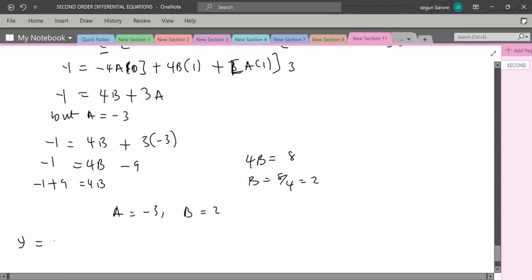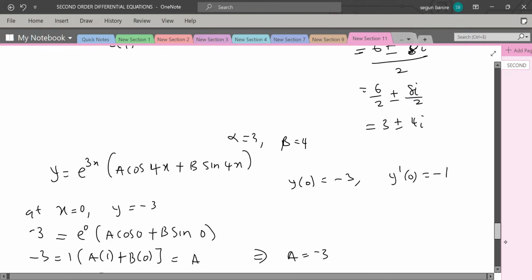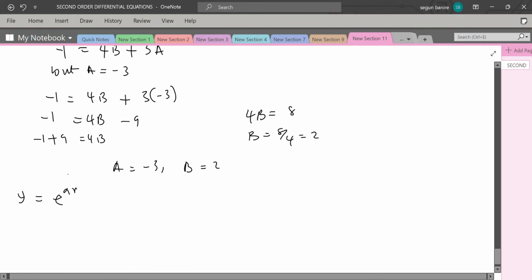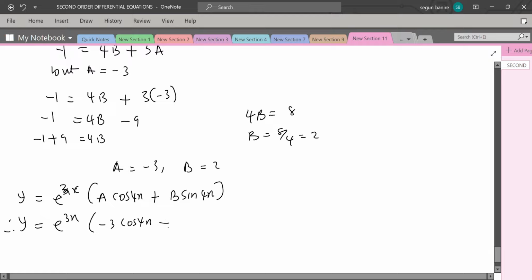So the general solution, let's go back to our general solution. We have exponential 3x into a cos 4x plus b sine 4x, which is the general solution, and it will now be exponential 3x into minus 3 cos 4x plus 2 sine 4x. So this is what we call the unique solution.